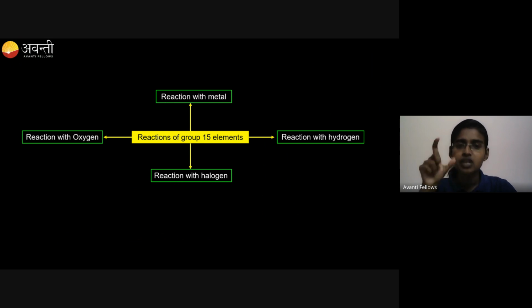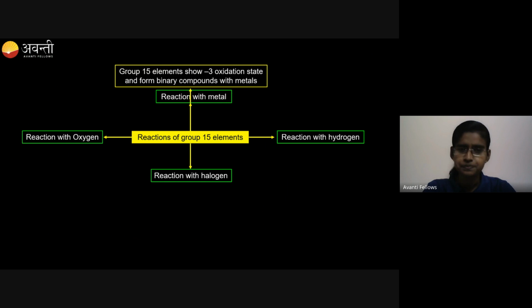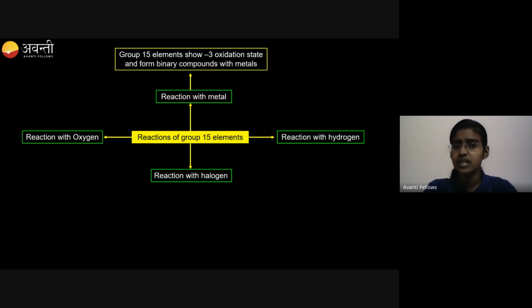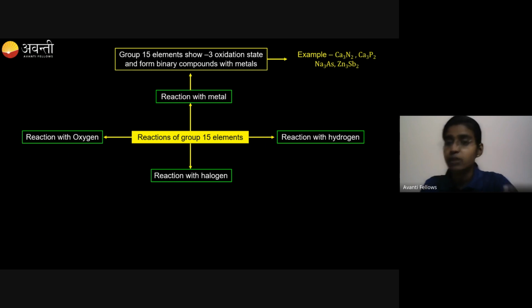Specifically, talking about the reaction with metal, group 15 elements show -3 oxidation state. Usually all the group 15 elements have a positive oxidation state, no? But they will show -3 oxidation state and form binary compounds with metals. You can see Ca3N2, calcium nitride, calcium phosphide, sodium arsenide, and zinc antimonide. In all these cases, nitrogen is having -3, and phosphorus is having -3 state.